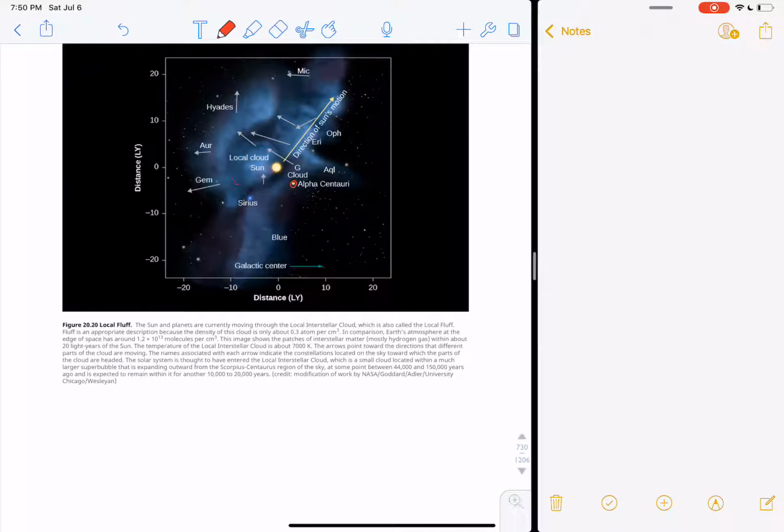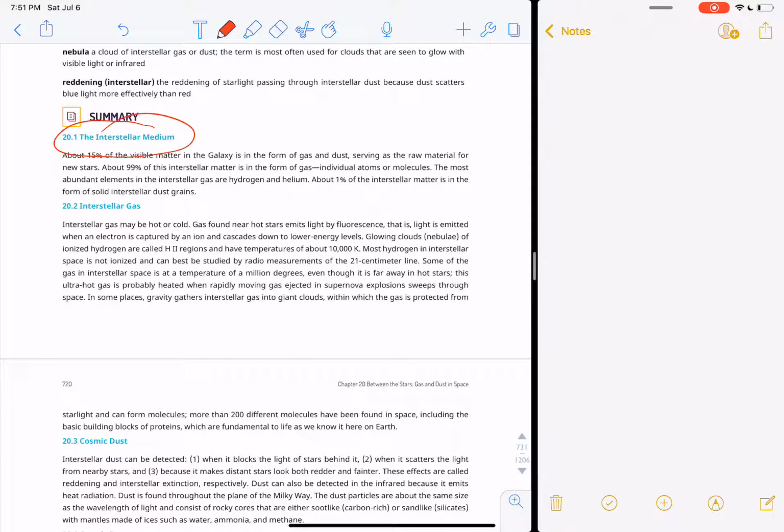And you can see there's just this huge cloud of gas and dust around us that we're in, okay? And so this is called the local fluff. And then this direction would be towards the center of our galaxy. Okay, so in summary, you've got the ISM. And the ISM is the stuff that's between the stars. It's what the space between the stars is made out of. About 99% of it is gas, about 1% is dust or grains.